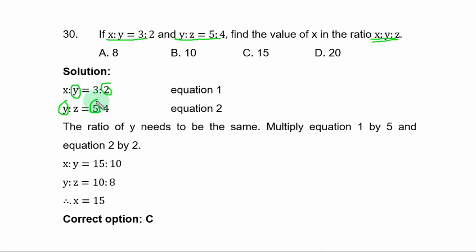To achieve the same values, you multiply equation 1 by 5 and equation 2 by 2. So you have it in this form. Y values are now the same. So S is equal to 15. C is the correct option.